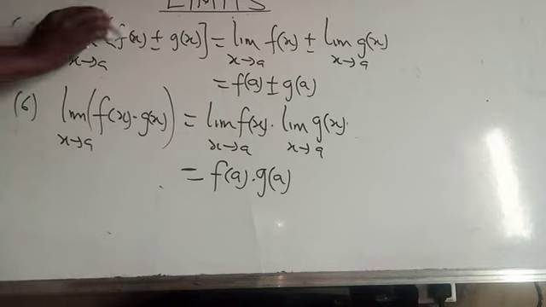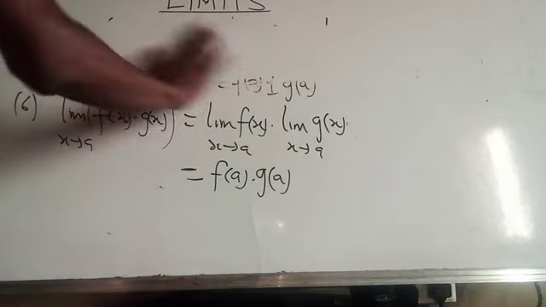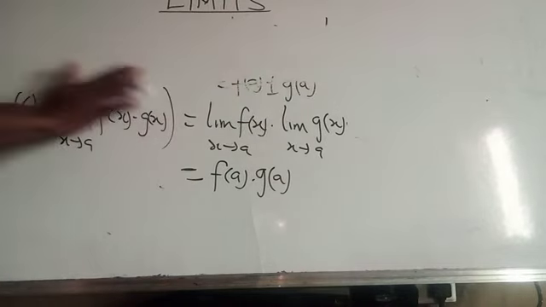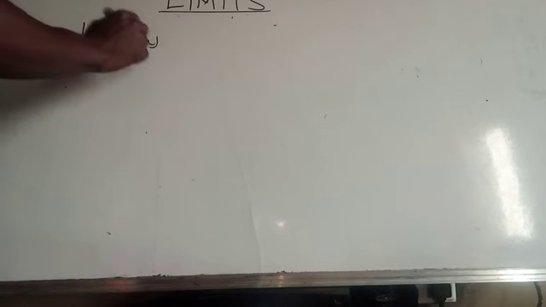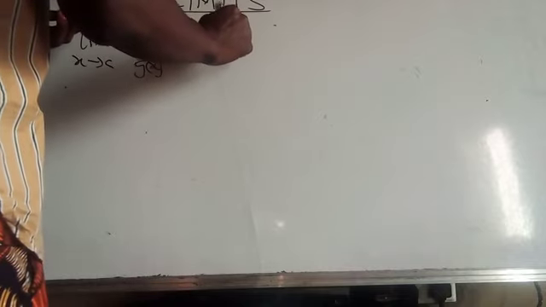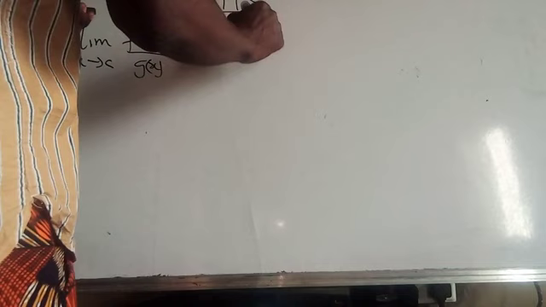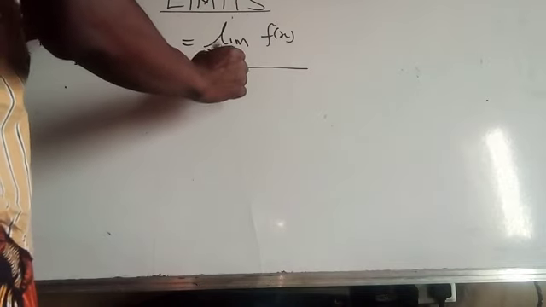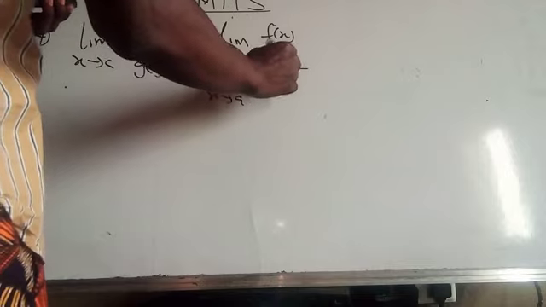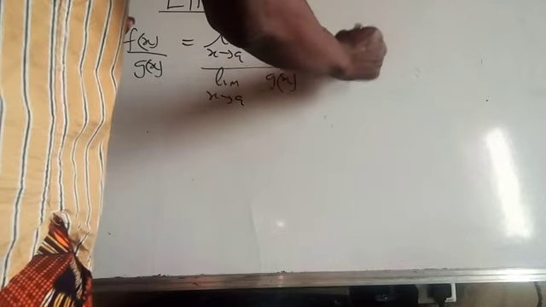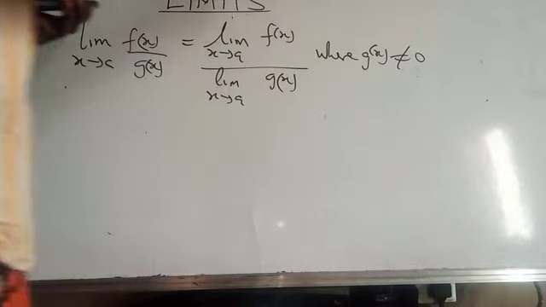We have talked about the addition and subtraction of limits, and the product of two limits. Now let's look at the rational functions, the one that involves division. That's number 7. The limit of f of x all over g of x as x tends to a is the limit of f of x all over the limit of g of x as x tends to a, provided g of x is not equal to 0. Because if it is 0, there will be an issue.